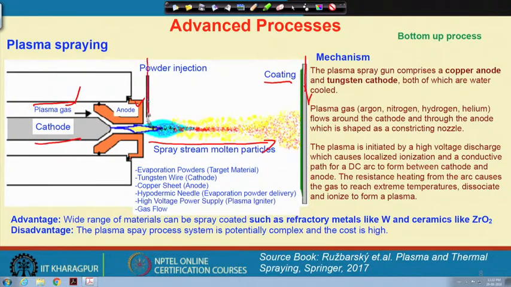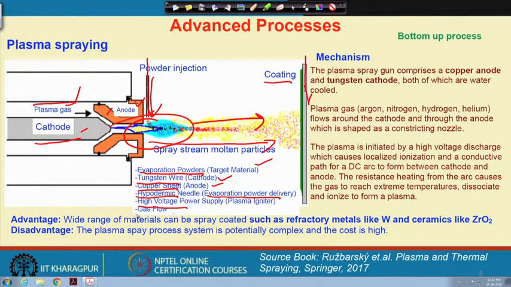So, here we have a cathode and an anode, and the powder is injected, we create a plasma, and this plasma is thrown on a surface. Here is the evaporation of the powders, that is basically the target material, the tungsten wire that acts as a cathode, and the copper sheet that acts as an anode. Then a hypodermic needle delivers the powder, and on the other hand the high voltage power supply is required, and the gas flow. These are some of the parameters that you can choose, and they are very much needed.